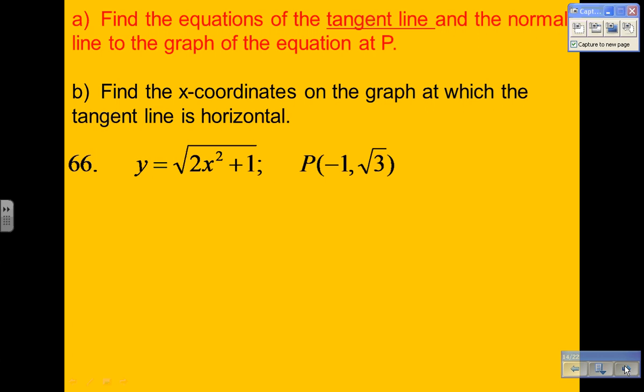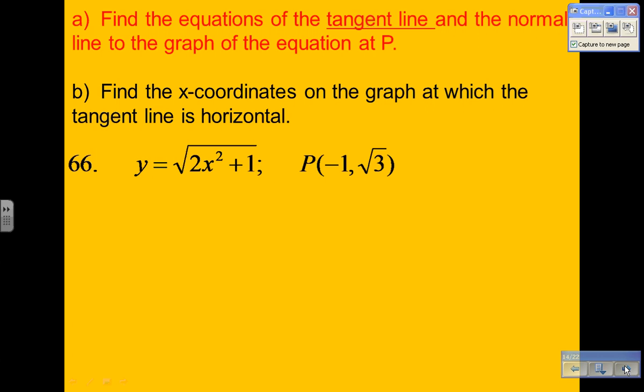It's fine. Find the equations of the tangent line and the normal. First of all, we'll just do the tangent line of this equation at that point. You've been finding the equation of a line all year. The only difference is that to take the derivative, you have to use the chain rule. And then after this, we will use the point slope formula to get our answer.